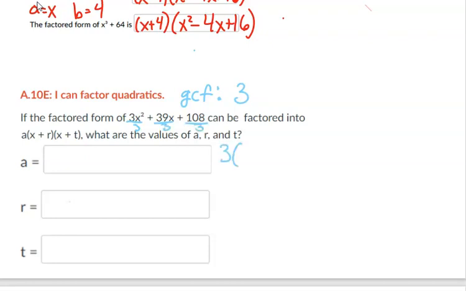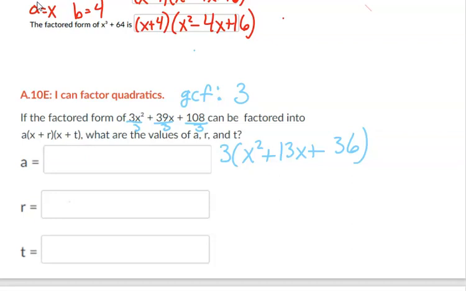We have 3 parentheses x squared plus 13x plus 36. We get these because 3 divided by 3 is 1, 39 divided by 3 is 13, and 108 divided by 3 is 36. We didn't divide by variables, so we would leave the variables alone here.